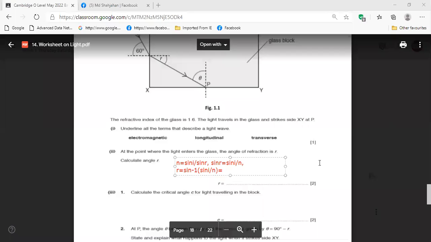Yes, Mahi? 0.54. How did you do this? Sine inverse. Sine inverse, in bracket you give sine 60 degree divided by 1.6.